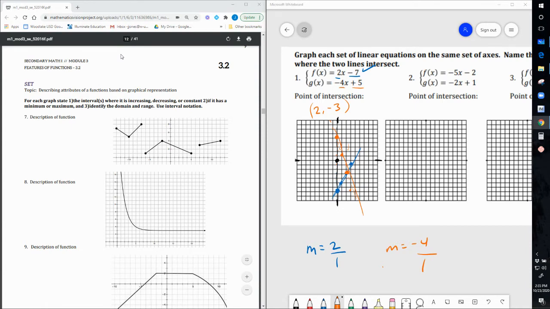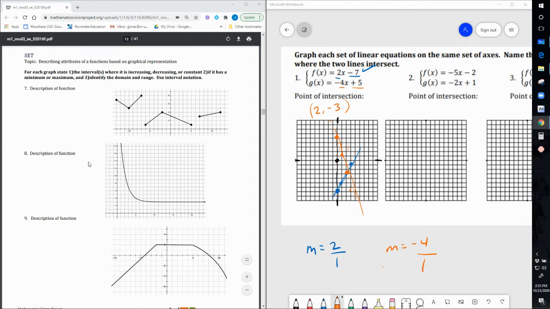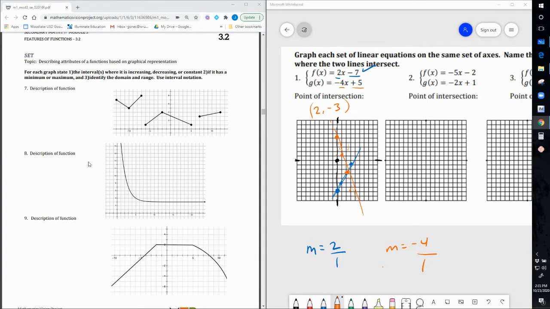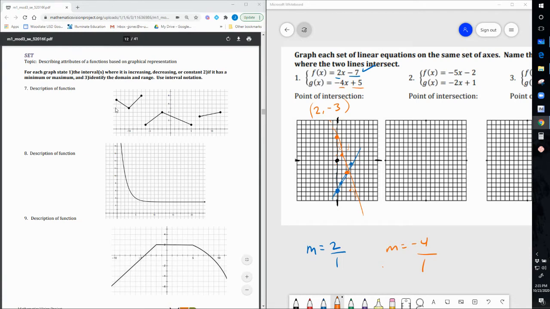Okay, so this next section, 7, 8, and 9, is just like the last task. You're going to look at all three of these, and you're going to find the increasing, decreasing, minimum, maximum, all 8 of those things for each of these three problems. There's a couple adjustments I do want you to make.